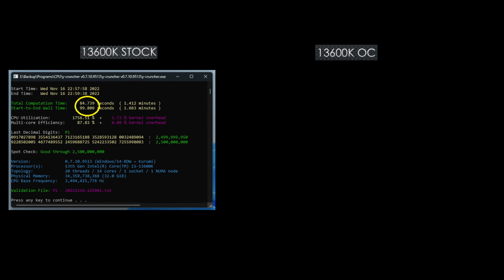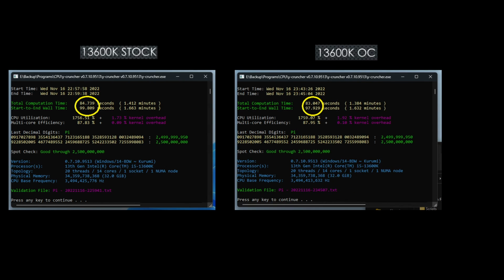In Cinebench R23 single thread, the stock configuration scored 1985 points. With the undervolted overclock, which boosts to 5.4 GHz, the score increased to 2,110 points, an increase of over 6%. In Y-Cruncher, this CPU completed the 2.5 billion decimal calculation in 84.7 seconds. With the CPU overclocked, the calculation was completed in 83 seconds, a reduction of 2%.